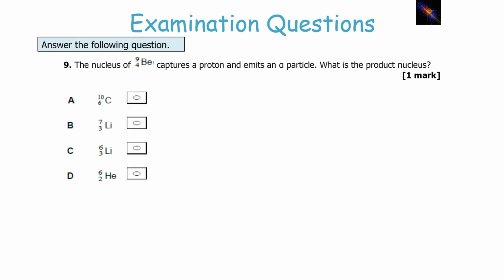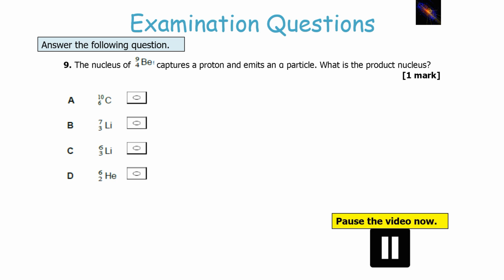Next question, the nucleus of beryllium captures a proton and emits an alpha particle. What is the product nucleus? So again, pause the video now, then unpause the video when you want to go through your answer.